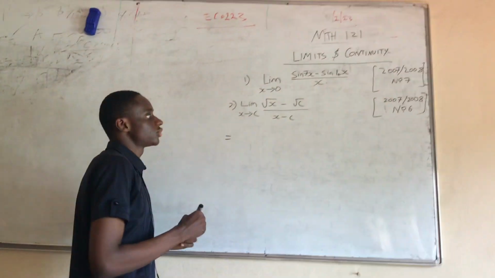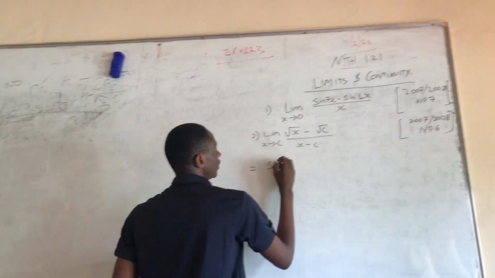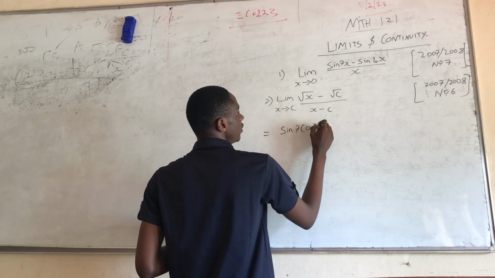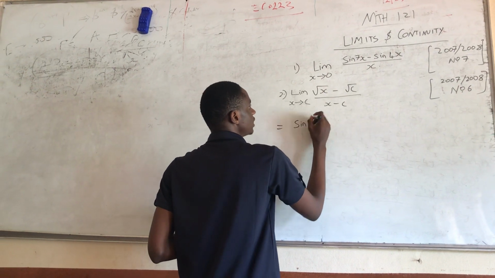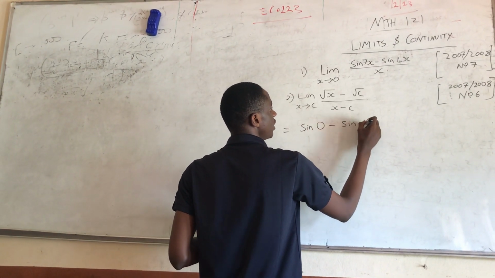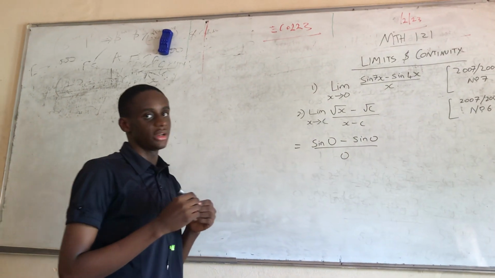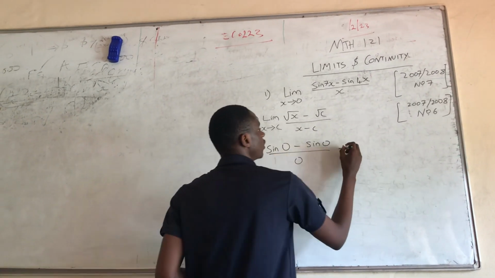Substituting x with 0 in this function: sin 7 times 0, which is sin 0, minus sin 4 times 0, which is sin 0, all over 0. Sin 0 is 0, so in both cases it gives us 0 over 0.